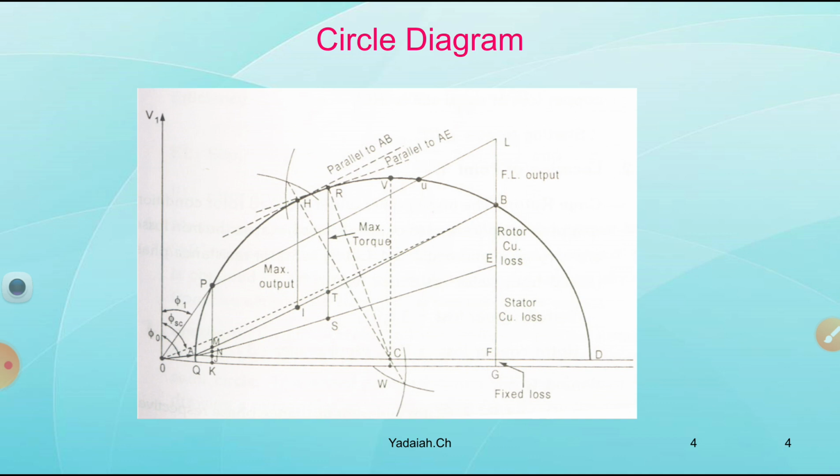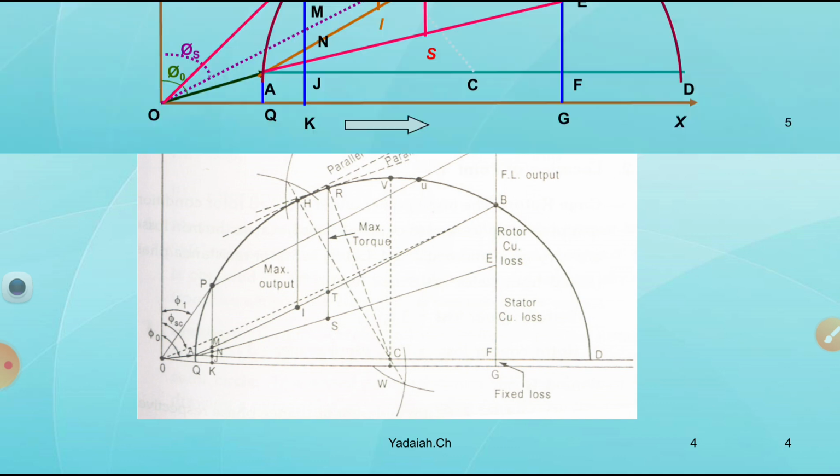These are what we are going to find. Now this is the total circle diagram you can observe in our textbook. It gives at a glance the total history of the motor, that is, the prediction of our induction motor. Let us do it.